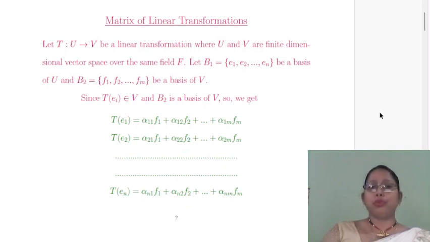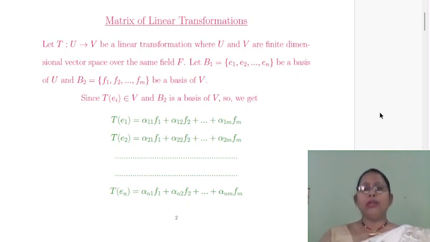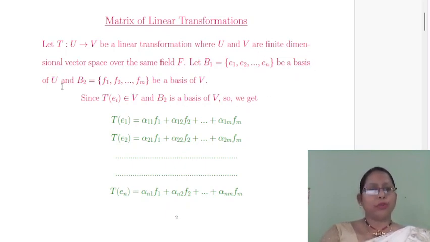Let T from U to V be a linear transformation, where U and V are finite dimensional vector spaces over the field F. Let B1 equal to u1, u2, up to un be a basis of U, and B2 equal to f1, f2, up to fm be a basis of V. Since each T of ui belongs to V, and B2 is a basis for V, each T of ui can be expressed as a unique linear combination of the vectors in B2, as given.